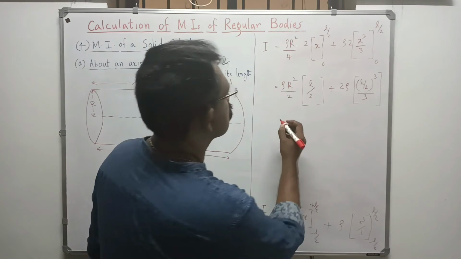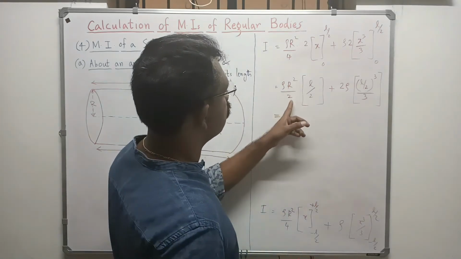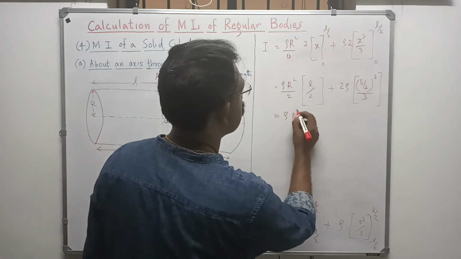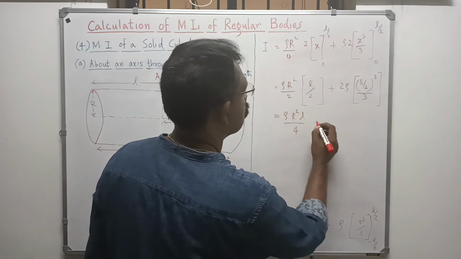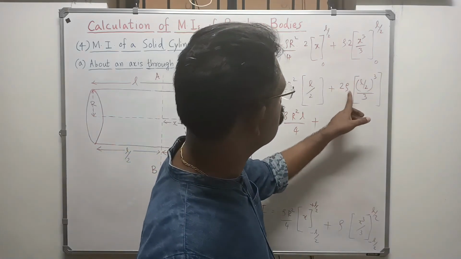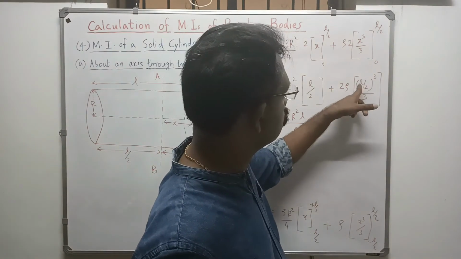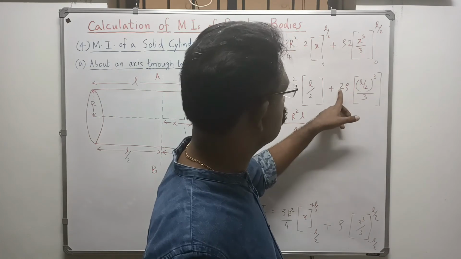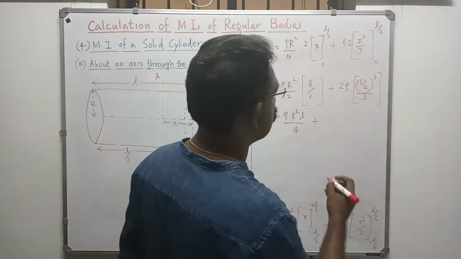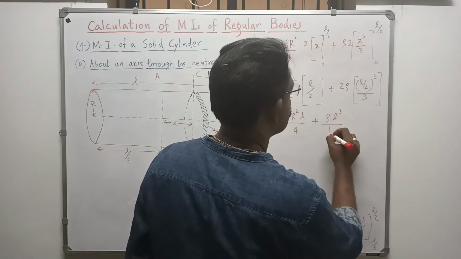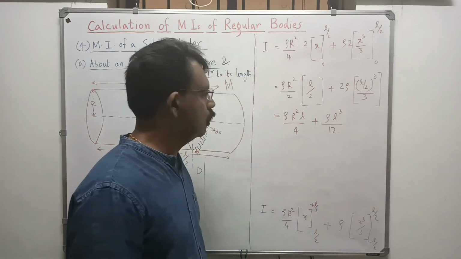So this is rho r squared L by 4 plus, what is this one? This is 2 rho, this is L cube by 8 by 3. So it will be L cube by 24. Here is 1, 2, so it will be 12. So that is rho L cube by 12. So this is what we are getting.